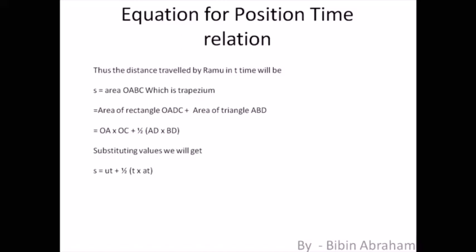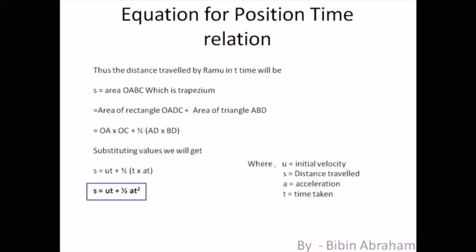So OA into OC. OA is your U, OC is your T, plus half into AD, which is your T, and BD, which is your A multiplied by T, right? I hope this is clear. So finally I get S is equal to UT plus half AT square, right? So this kind of relation I will get. That is, the distance traveled by Ramu will be S is equal to UT plus half AT square, in which U is initial velocity, S is distance traveled, A is acceleration, T is time taken.